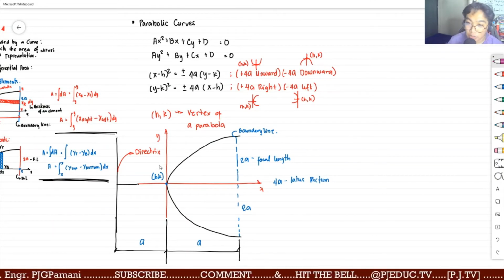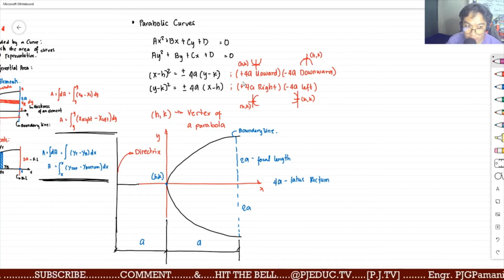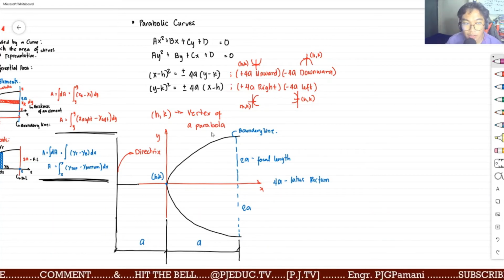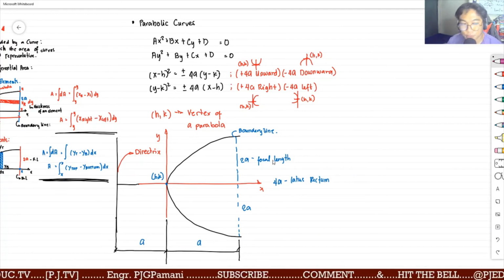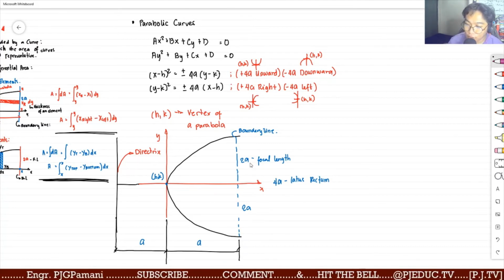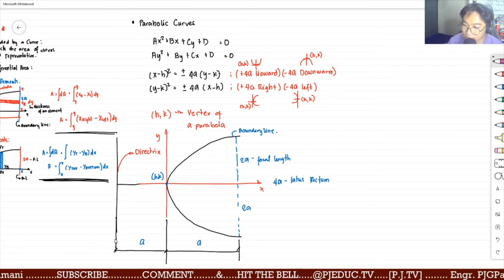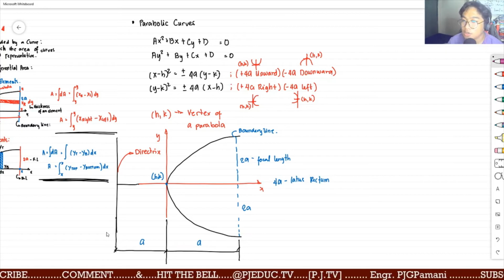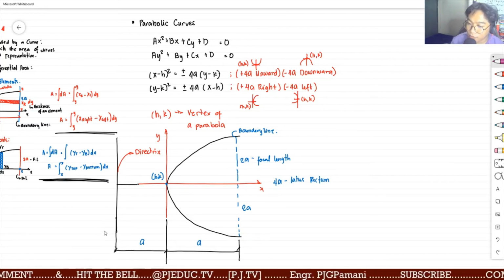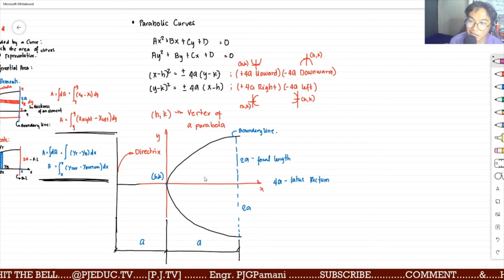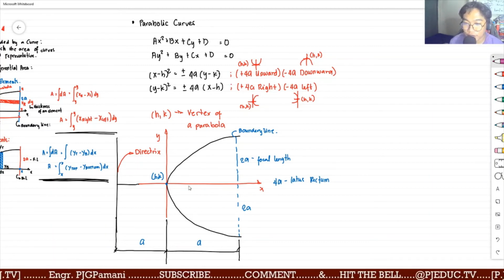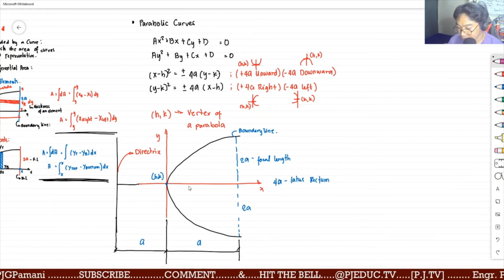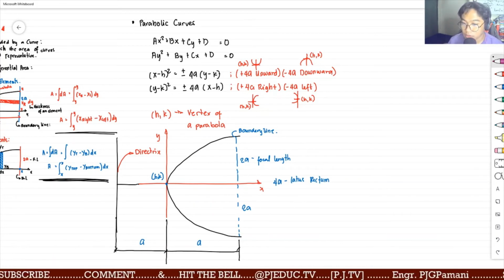If it is opening to the right, positive 4A. Either way, whether opening upward, downward, or to the left, the parts are still the same. 4A is your latus rectum, 2A is your focal length, and A is your distance from the center of the directrix or from your focus. Then H and K is the location of your vertex or point of curve.